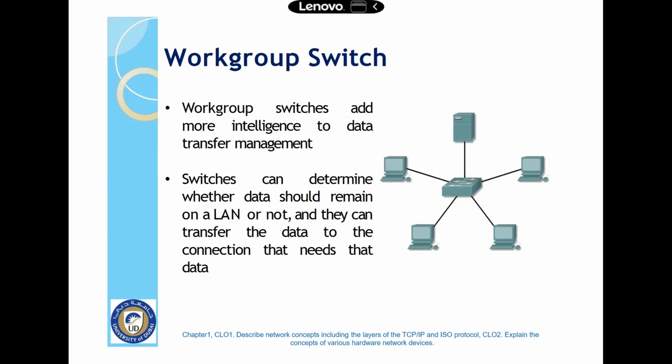Now we have the work group switch. It adds more intelligence to the data. The first level of intelligence is the bridge, which determines whether the message should go or not. Now the work group switch adds more intelligence to the data management. Basically, let's enumerate them. This is device 1, 2, 3, 4, and this is the server, let's call it device number 5. So let's assume device 1 wants to send a message to device 4. So basically, the message will go there.